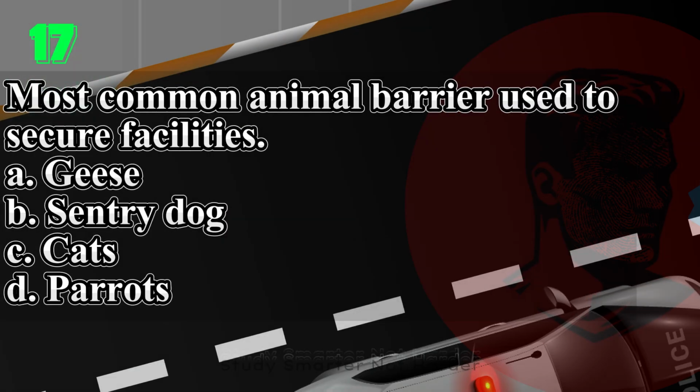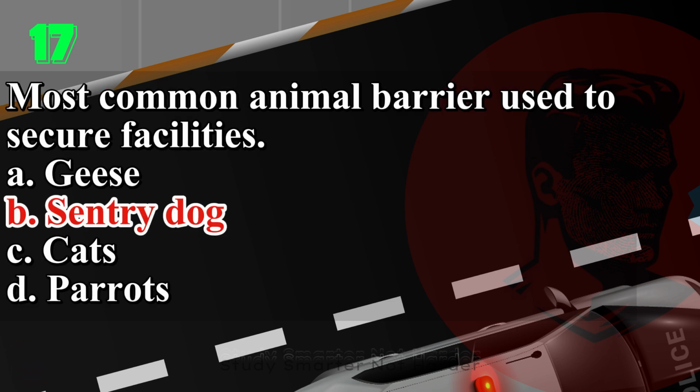17. Most common animal barrier used to secure facilities. A. Geese. B. Sentry dog. C. Cats. D. Parrots. Answer: B. Sentry dog.